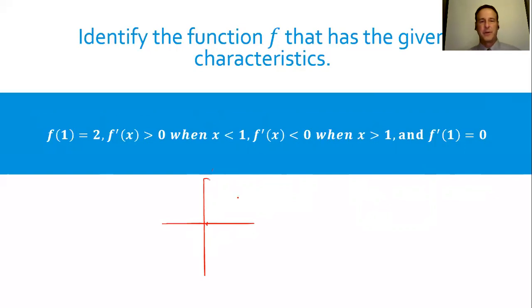All right, so here's what I got. I got f of 1 is equal to 2. That's the first item right here. And all that means is I have a point at 1, 2. I'll make that dark. I'm not going to do anything else.